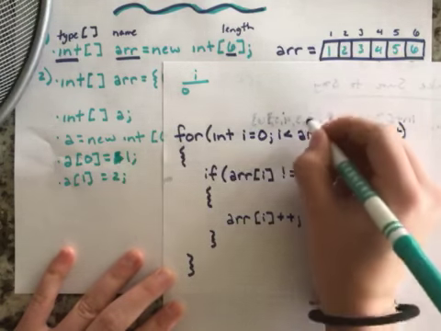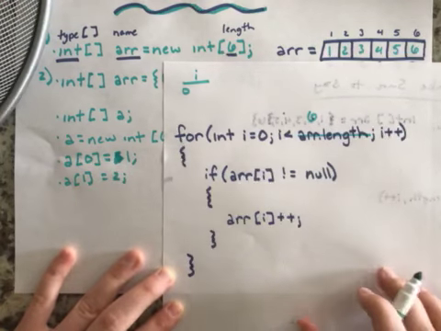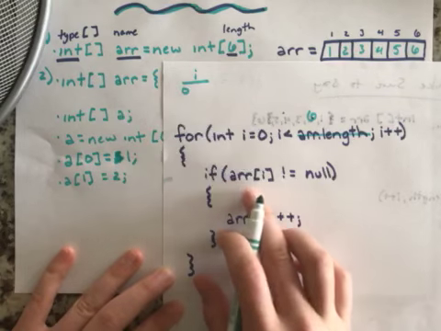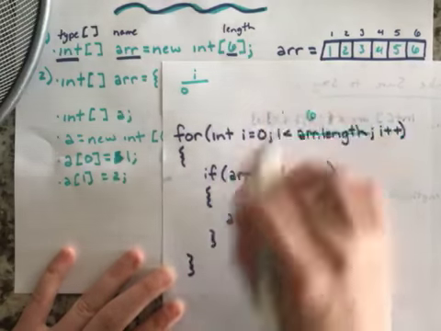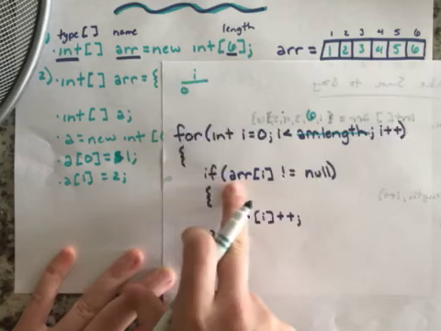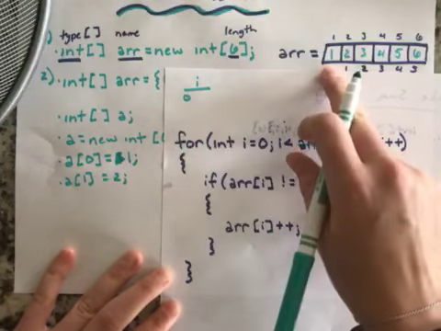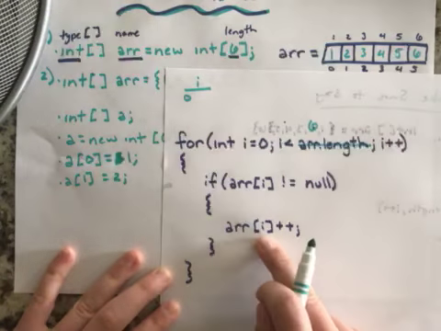The length is 6, so I is less than 6. I'm just going to cross that out. I is less than 6. So every single time you go through this, you're going to increase it by 1. So if that array, and that index, so right now it's 0, so if that one at the index of 0 is not null, which it's not, null means empty, then you're going to increase it by 1.